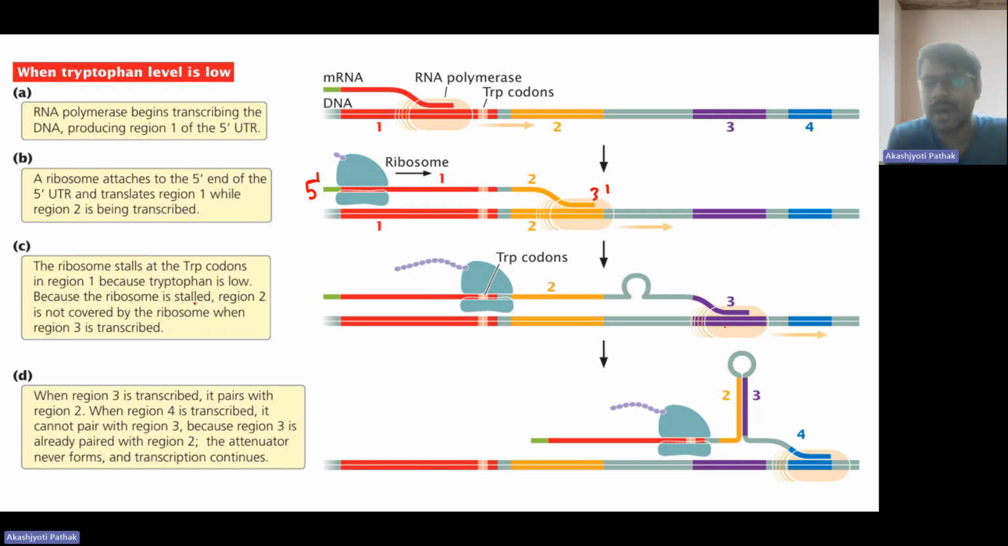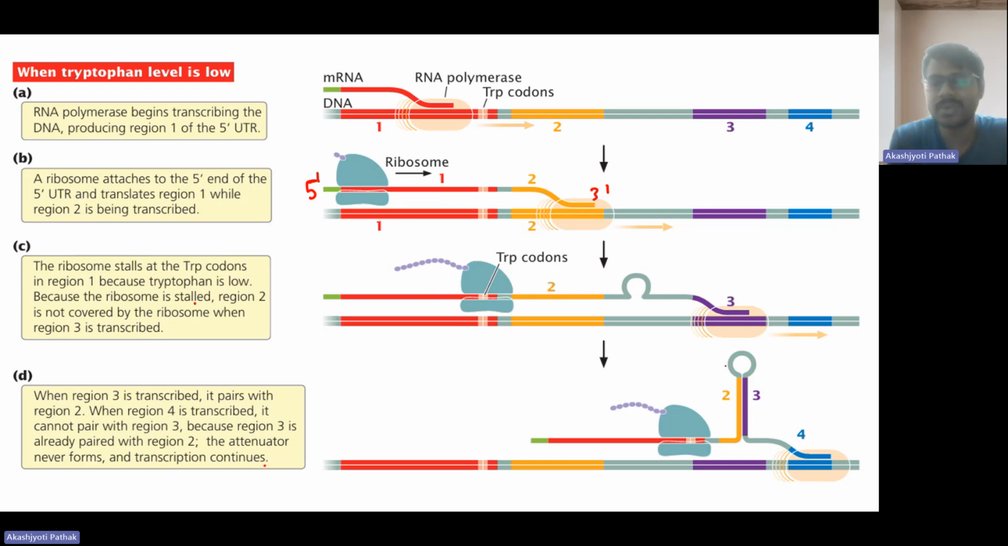But what is happening is RNA polymerase is moving ahead, and it is transcribing regions 2, 3, and 4. Once region 4 is transcribed, regions 2 and 3 are complementary to each other, and a hairpin-like structure is formed. Since region 3 is already paired with region 2, the attenuator never forms and the transcription continues.